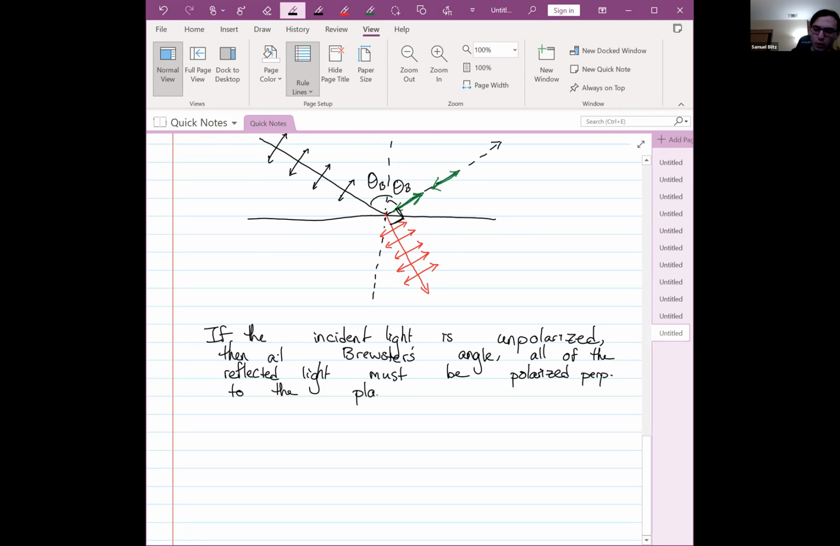If you have light that's polarized in the plane of incidence, then none of it gets reflected. But unpolarized light is just a mix of all the polarizations. So if you have unpolarized light coming in and none of the polarizations that are in the plane of incidence are reflected, then the only ones that do get reflected are already polarized, and they're polarized into and out of the screen, perpendicular to the plane of incidence.